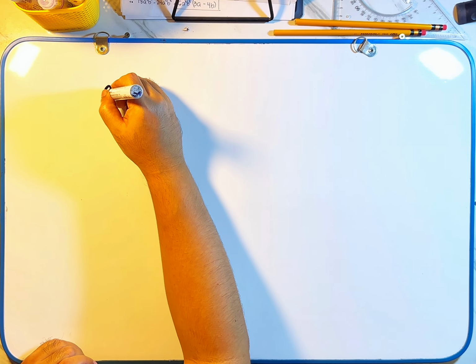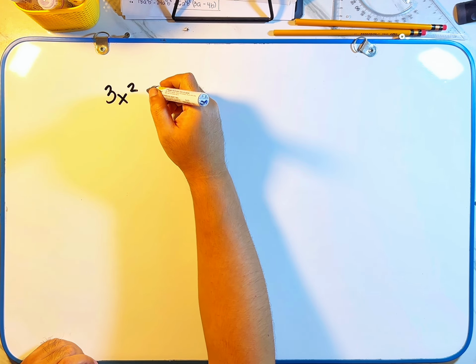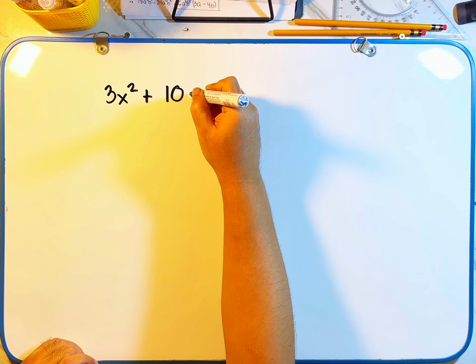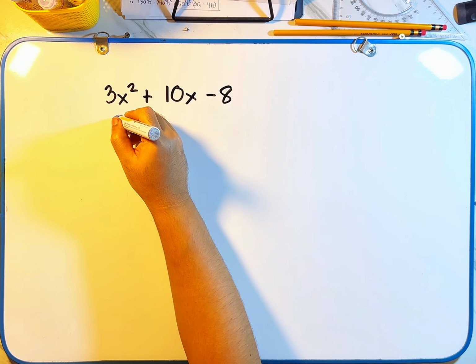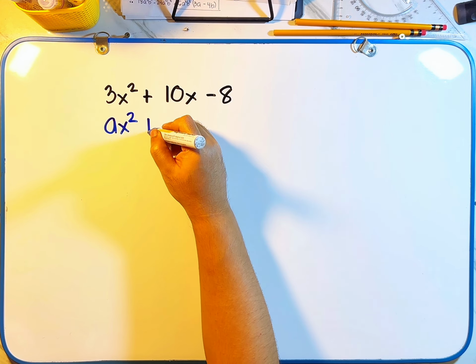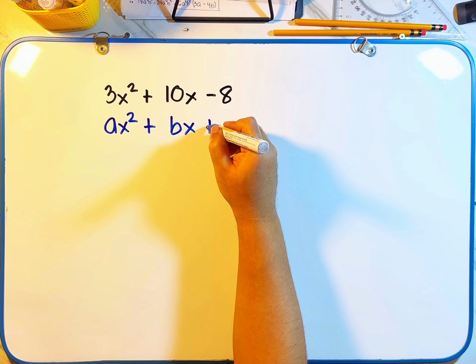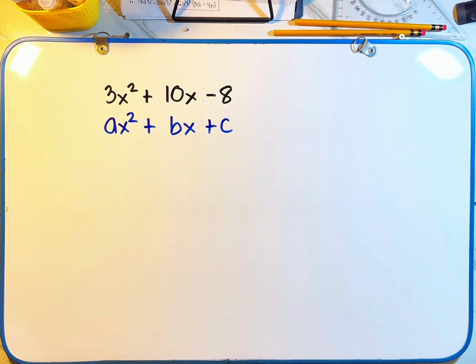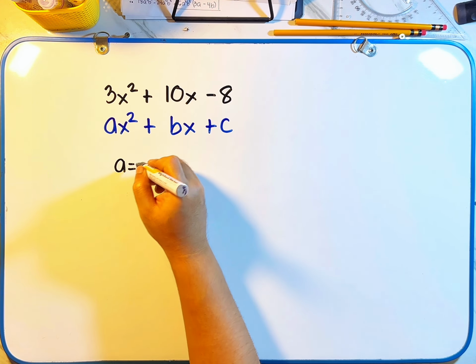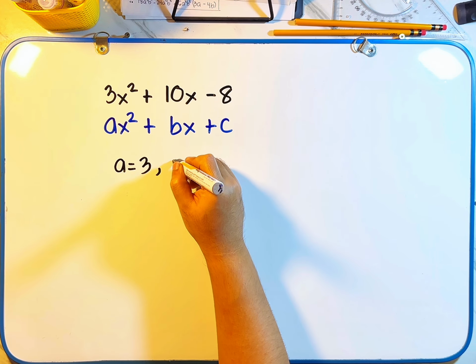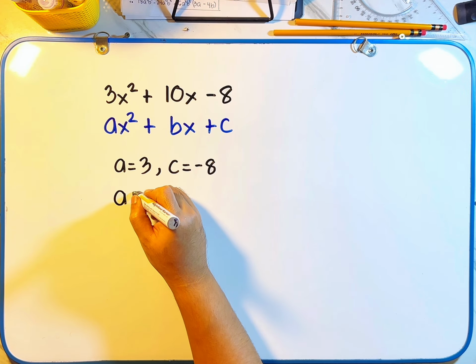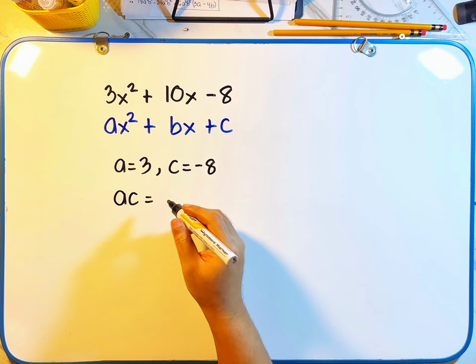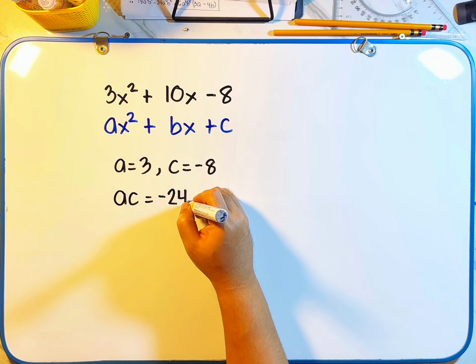Let's try one more time. Let us factor 3x squared plus 10x minus 8. Again, this is in the form of ax squared plus bx plus c. The leading coefficient a is equal to 3, while the constant term is negative 8. The product a times c is equal to 3 times negative 8, which is negative 24.